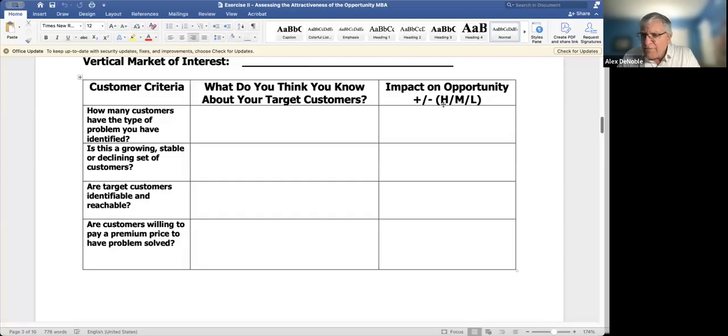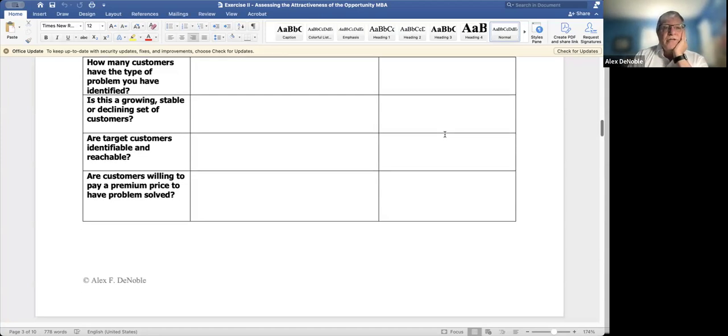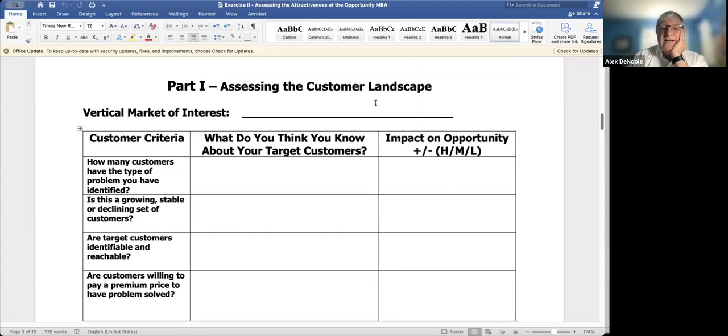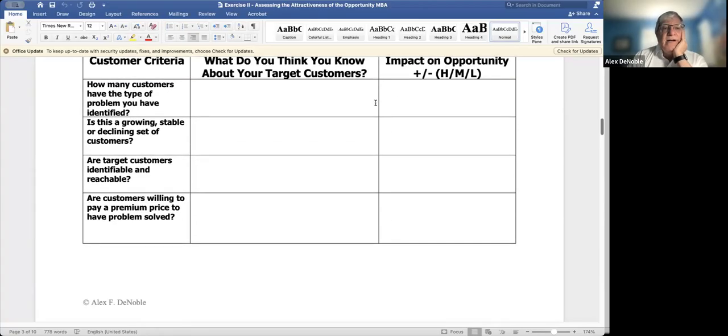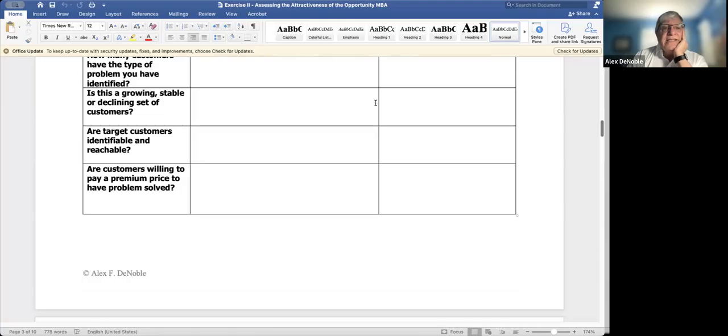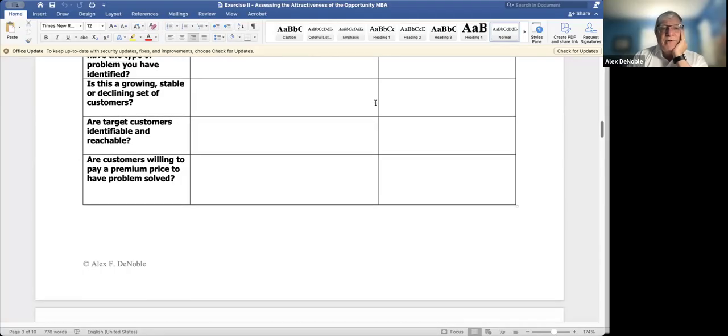So it really forces you to think deeply about how you would answer these questions. And this will give you some insights in terms of doing market research. So that's just one question of assessing the customer landscape. Is this going to be a stable or a declining set of customers?